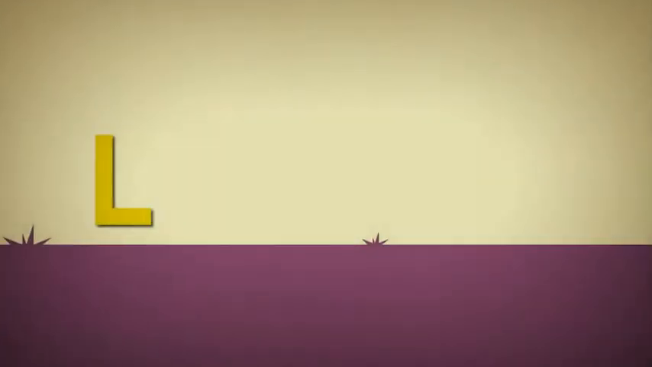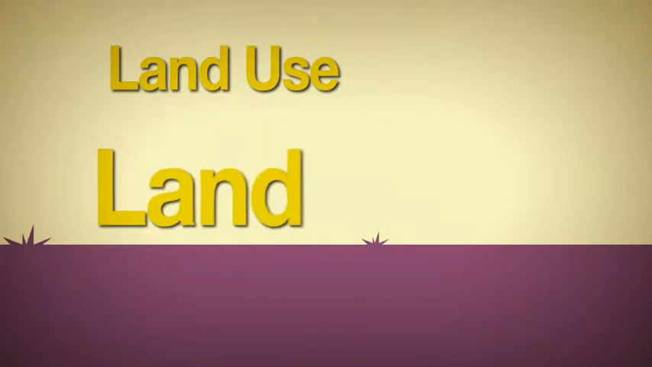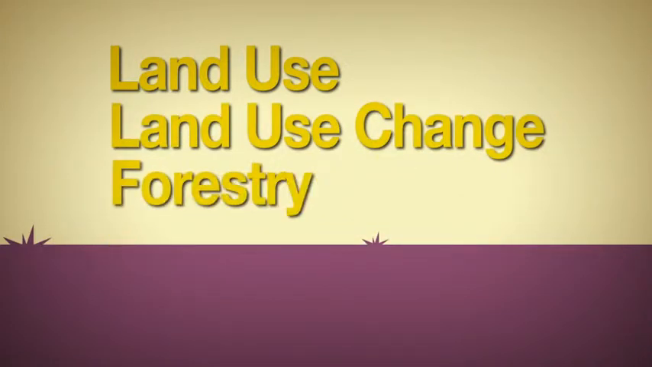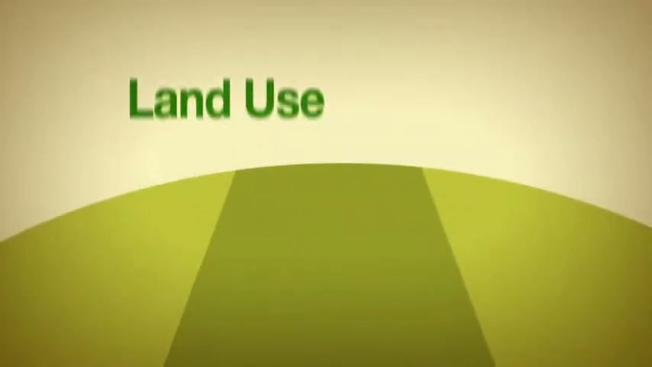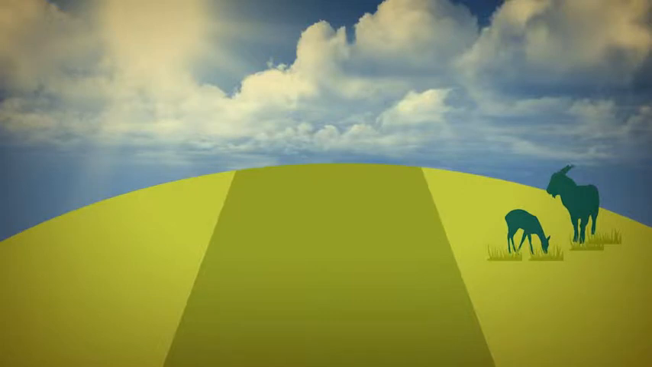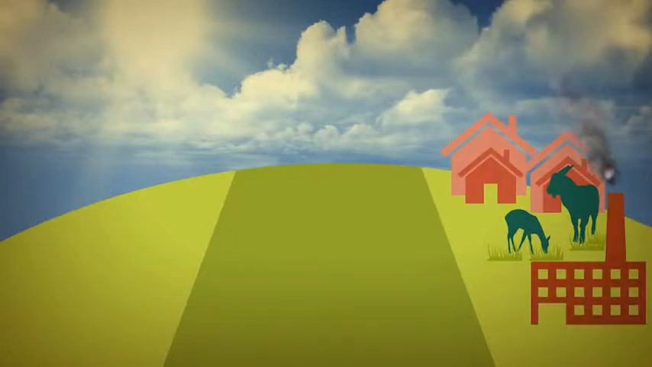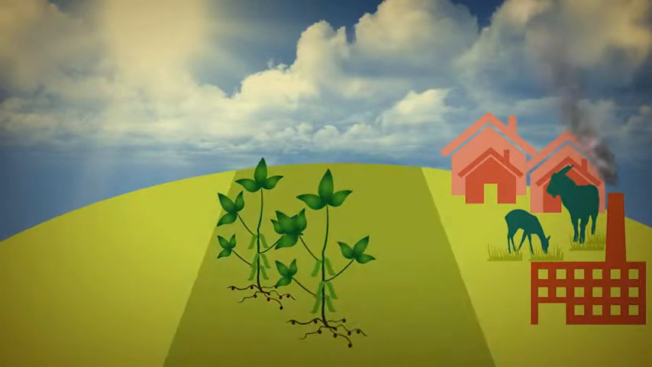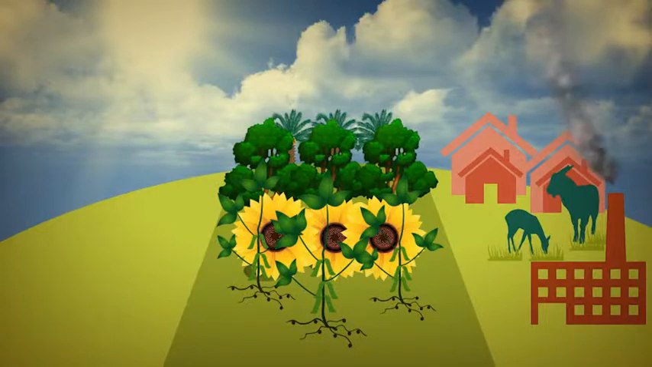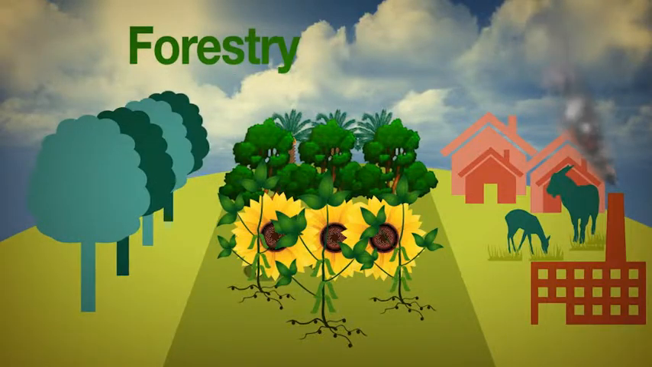Just what is LULUCF? It is land use change, and forestry. Let's look at these three terms. Land use is what people do to a land. They turn lands into fields and pastures for their farm animals and build settlements for houses, offices, and factories. Land use change happens when man turns forests into agricultural land. Forestry is, of course, forest land.